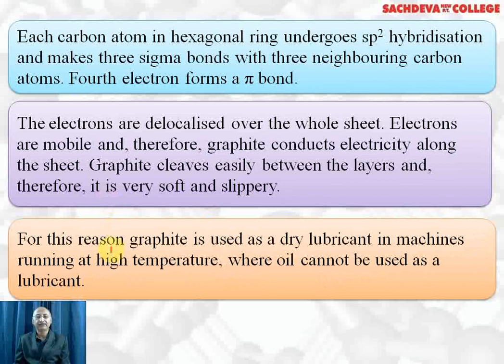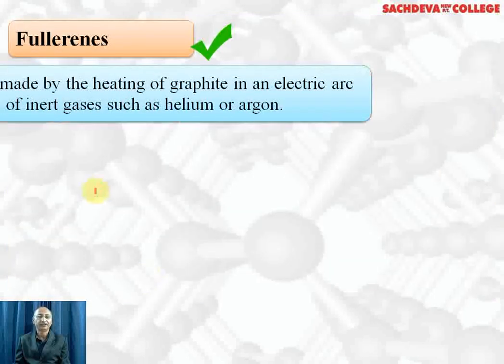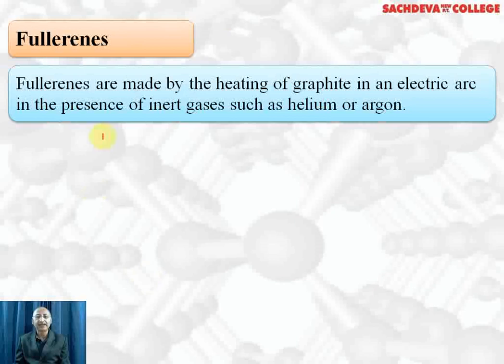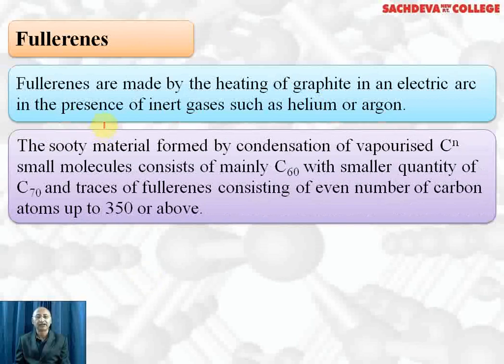For this reason, graphite is used as a dry lubricant in machines running at high temperature because it has a high melting point, whereas oils cannot be used as lubricant in such machines. Fullerenes. Fullerenes are made by heating of graphite in an electric arc in the presence of inert gases such as helium or argon, so that carbon does not get oxidized.